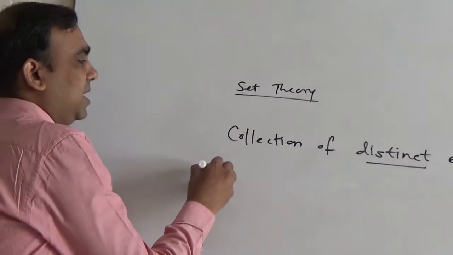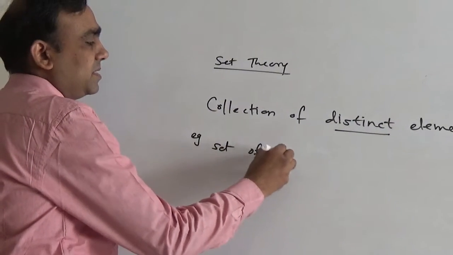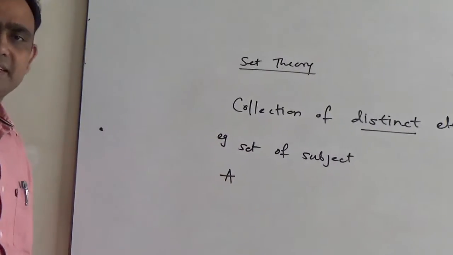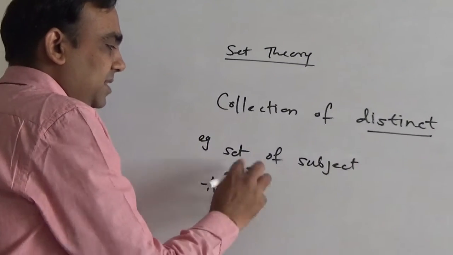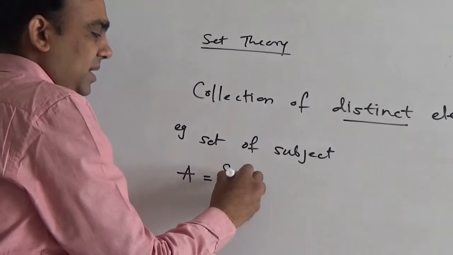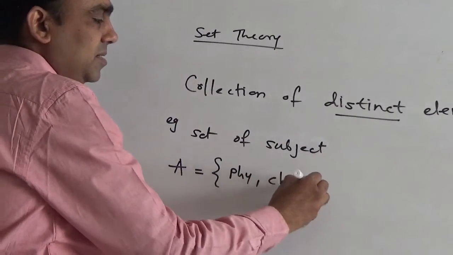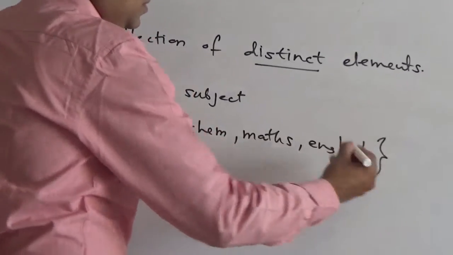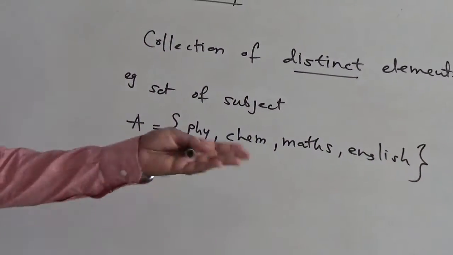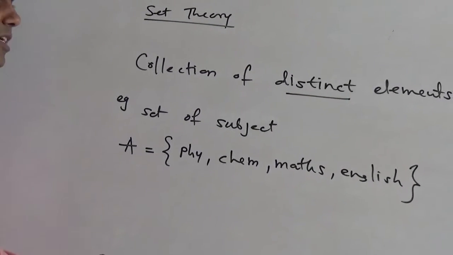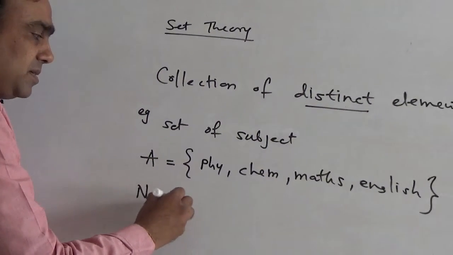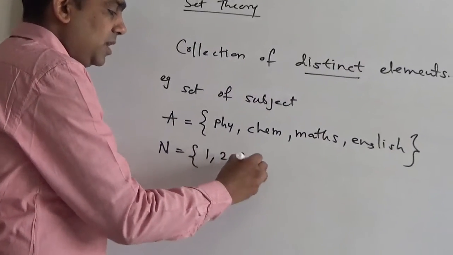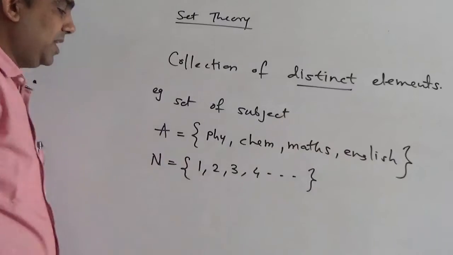We can have, for example, a set of subjects. Generally, a set is denoted by capital A, B, Z, something like that. For example, A is the set of subjects. It is something like physics, chemistry, maths, English, and so on. So this is actually a finite set. There may be infinite sets also. In mathematics, we come across the set of natural numbers, which is an infinite set. It is numbers 1, 2, 3, 4, dot, dot, dot. So there is no end to the natural numbers.